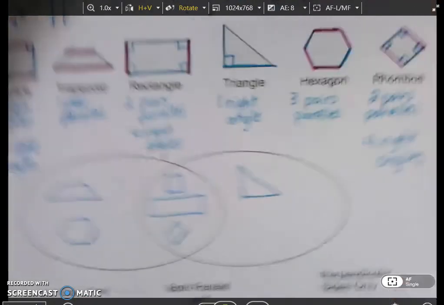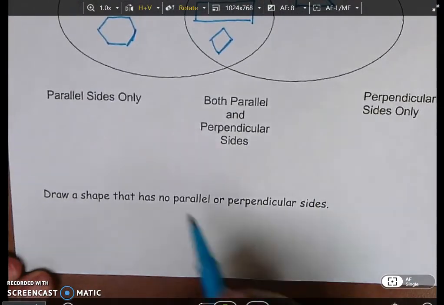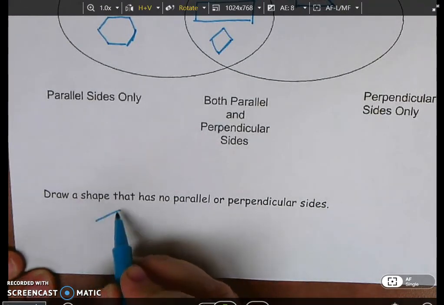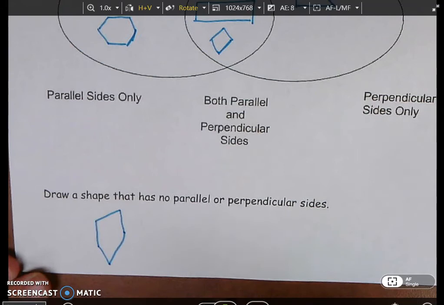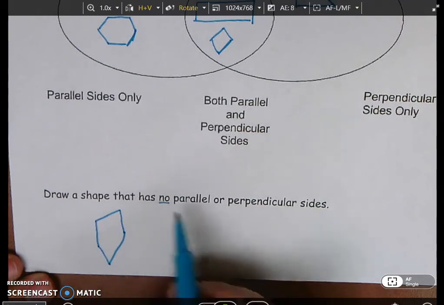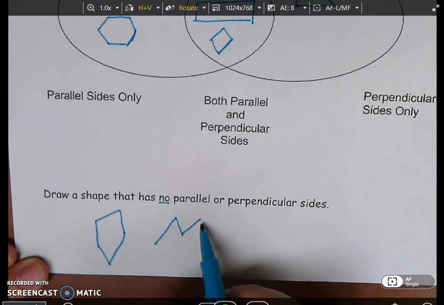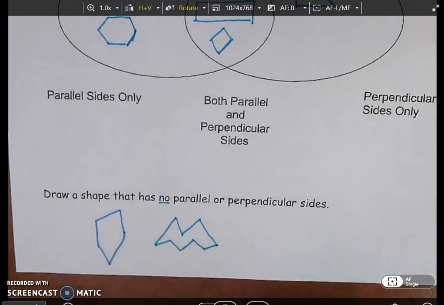And lastly, draw a shape that has no parallel or perpendicular sides. So this is going to be kind of an odd shape, so you can draw any shape you want. I'm going to just draw something like this. That one would have no parallel or perpendicular lines. There are many that would fall with the no parallel and no perpendicular. It would kind of be an irregular shape. Something like that would have no parallel or perpendicular lines. So any shapes that are kind of irregular would probably fall in this no parallel or perpendicular.